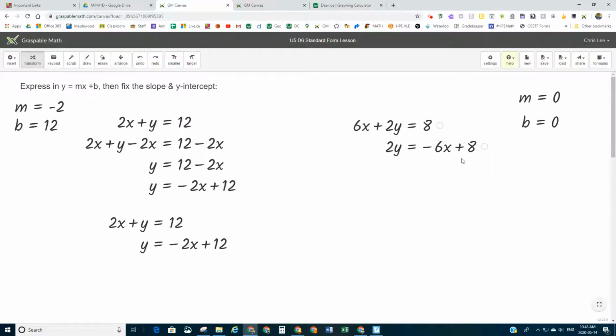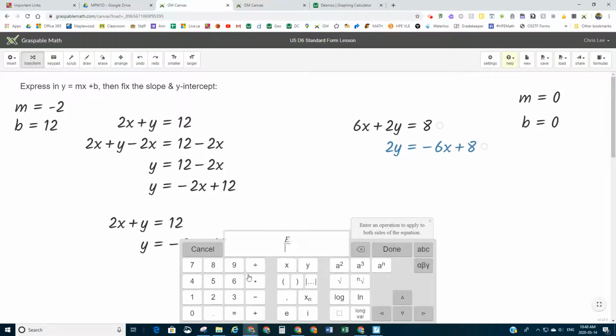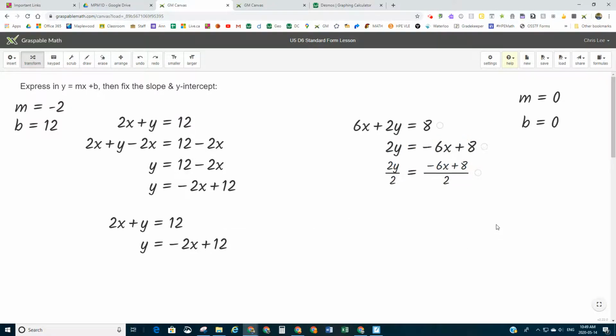Now, you would look at this and say, okay, it's in y equals mx plus b form. Well, it's not, because this is a 2y, and I need the y by itself, which means I have to divide both sides by 2. So again, I'm going to click on the equal sign, and I'm going to push divide by 2. The E stands for equations. I'm going to divide both sides by 2.